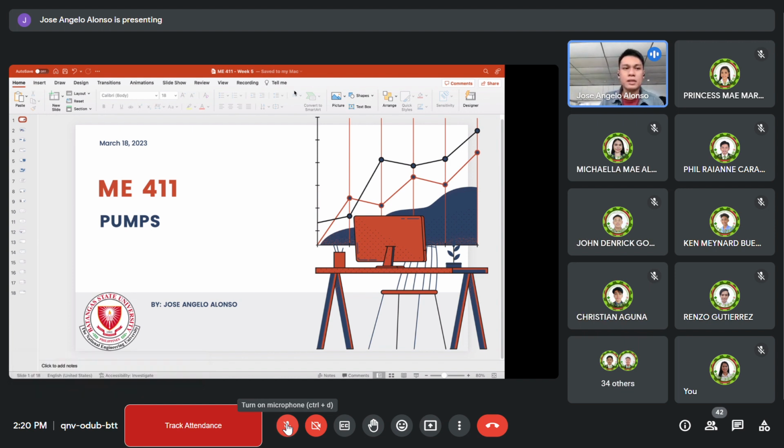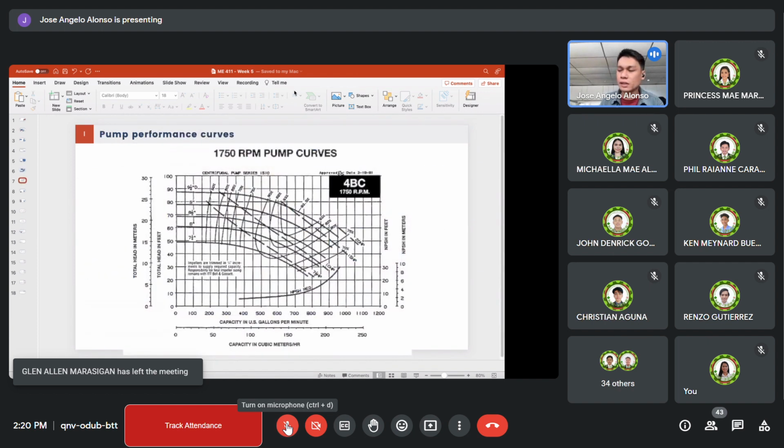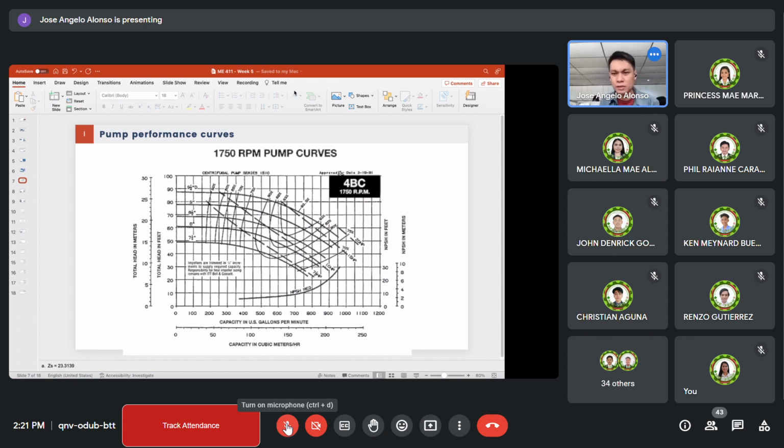Additionally, for this week, since we're done with the analytical and numerical method in solving the pump performance, magi-introduce tayo ng tinatawag na pump performance curve. So this is more on graphical methods kung paano natin ma-determine yung performance ng pump. Mas madali na siya, mabilis lang to actually class. It will take us only siguro 1.5 hours overall.